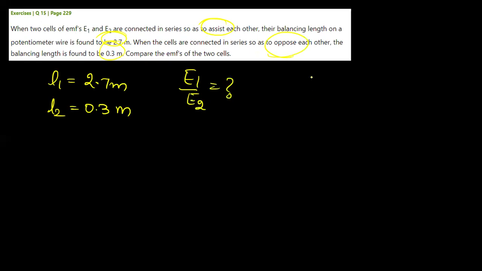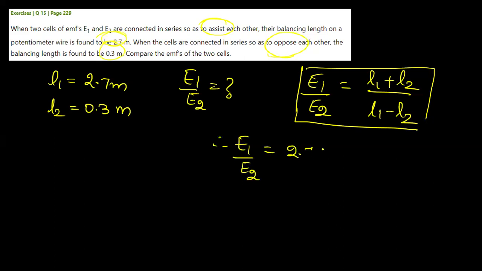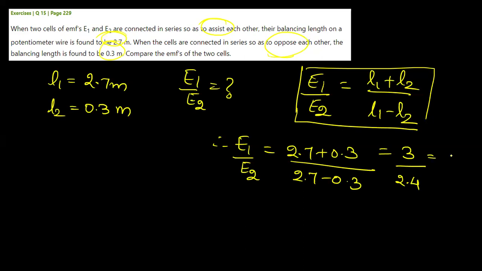Now we have a formula. When cells are set to assist and oppose each other, E1 upon E2 equals L1 plus L2 upon L1 minus L2. That's it. Very small formula, very small sum. So E1 upon E2 will be equal to 2.7 plus 0.3 upon 2.7 minus 0.3. So this will be 3 upon 2.4. When you solve this, you get 1.25. 1.25 is your answer. Next.